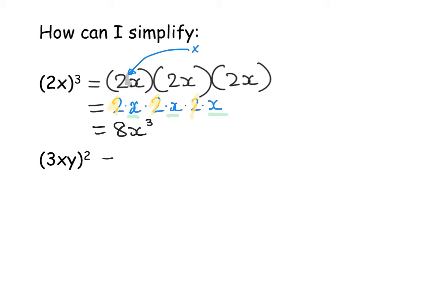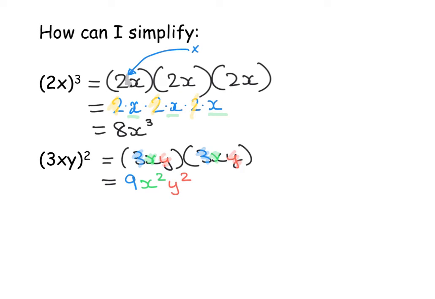Looking at example 2, we have 3xy in parentheses squared. So that means we're doing 3xy multiplied by itself another time. So we've got 3xy times 3xy. Everything is being multiplied with each other, so we can simply multiply the things that are like together. So 3 can be multiplied by 3, and we get 9. And we can do x multiplied by x, and we get x squared. And we can also do y multiplied by y, which will give us y squared.